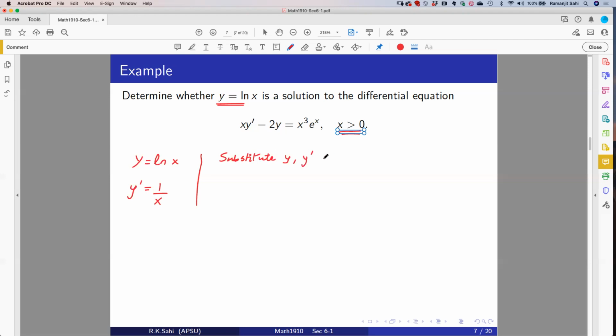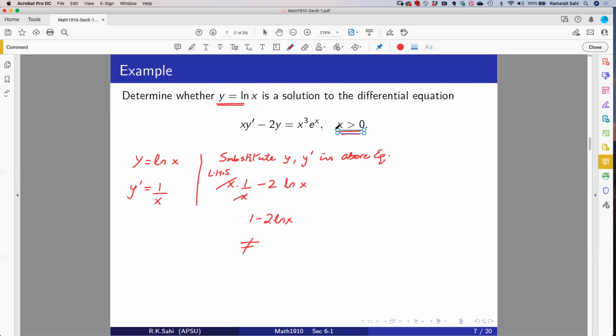Substitute y and y prime in the above equation. So what do we get? We said x times y prime, which is 1 over x, coming from here, minus 2 times y, which is natural log of x. Now remember, I'm going to start with the left-hand side and see when I solve this left-hand side, do we get anything which is on the right-hand side? Clearly, when we do the solving, what do we get? 1, so x and x cancel out. So we have 1 minus 2 natural log of x.